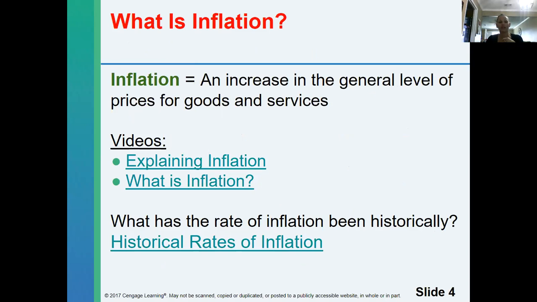So what is inflation? Inflation is an increase in the general level of prices for goods and services. If you've taken econ or are in econ now, part of today will be a bit repetitive again. So inflation is an increase in the general level of prices for goods and services.